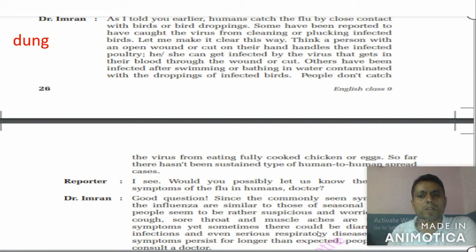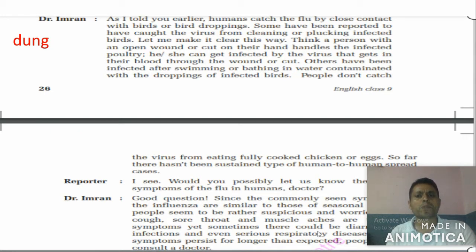So when such a virus gets mixed with blood, then through the blood the virus can easily go into the human body, and then people will be infected, right? Others have been infected after swimming or bathing in water contaminated with the droppings of infected birds.